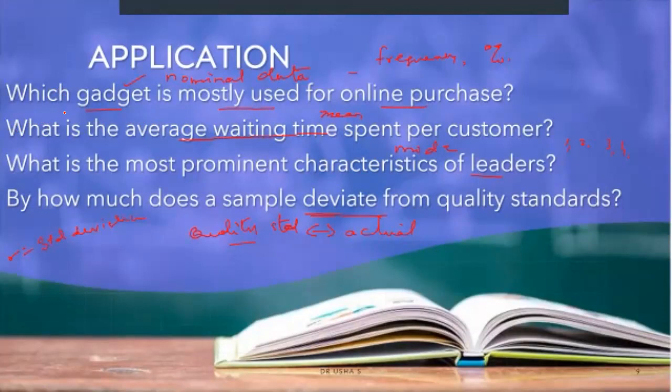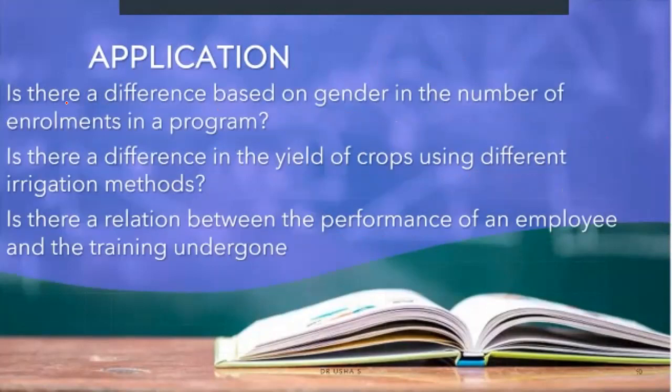These are all descriptive analysis. So what is existing, you're just describing it. Here you have inferential analysis application. So is there a difference based on gender, the number of enrollments in a program? There may be different students who are enrolled in a program. You try to find out, is there a difference among them based on gender? So this is based on gender. So this is based on nominal data or categorical data. So here what you can apply is the chi-square test.